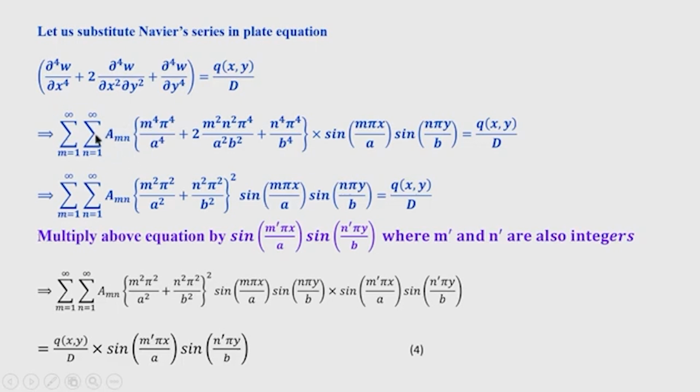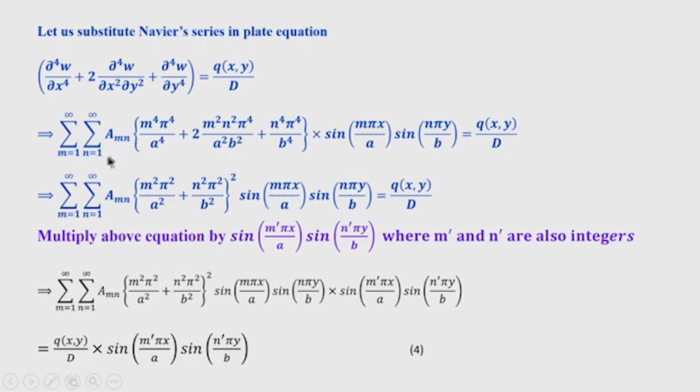So, a m n can be found out by expressing the load q x y as a Fourier series, and then taking a general term and comparing the coefficients of like terms, we can find a m n. So, I will illustrate the process from the first principle.